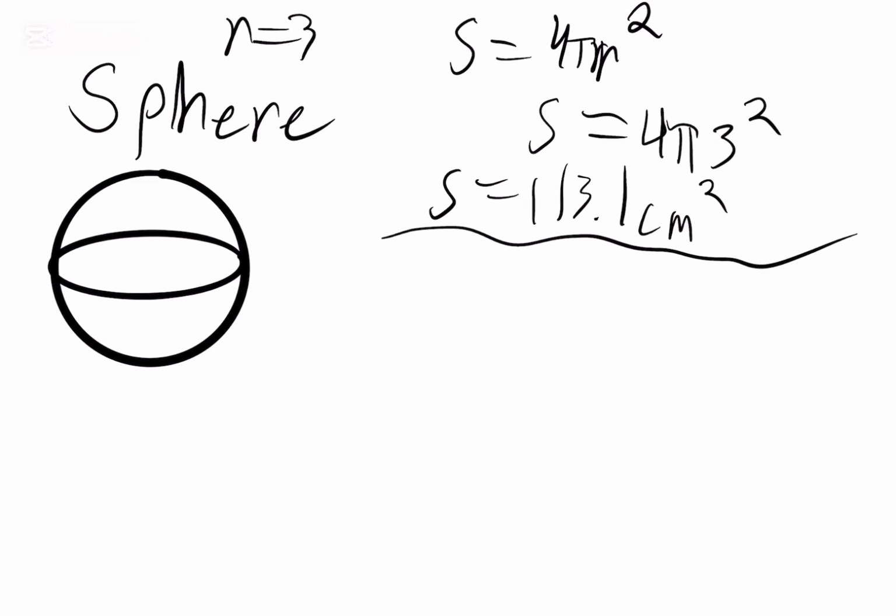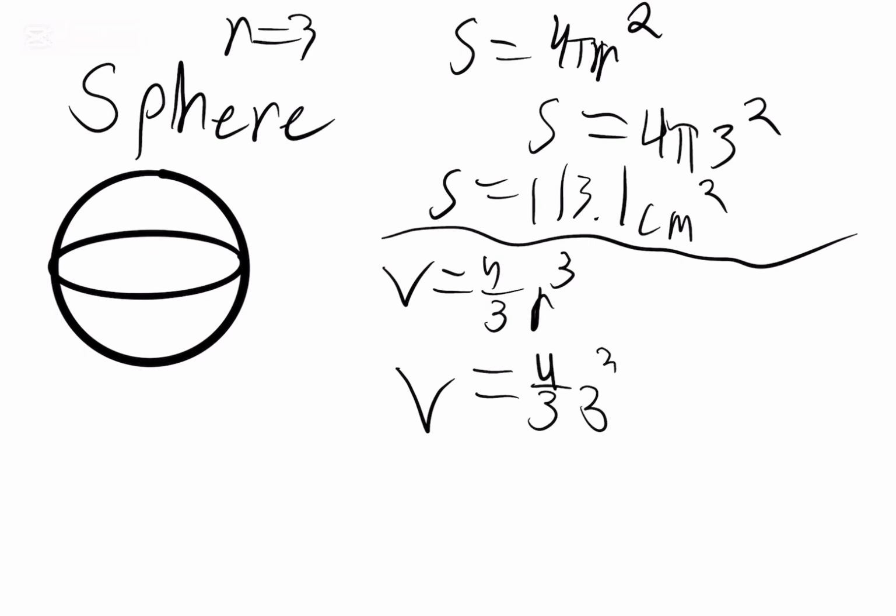Now for the volume. Our volume would be 4/3 pi r cubed. So, we plug that in, V equals 4/3 pi 3 cubed. So our answer would end up being 36 pi. And that is how you find volume of a sphere.